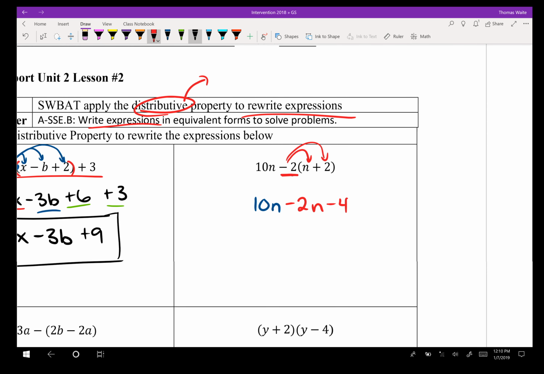Put them together. I get 10n minus 2n. Those are like terms, both of these are n's. I can combine those. 10n minus 2n is 8n. And then the negative 4 is left over underneath.